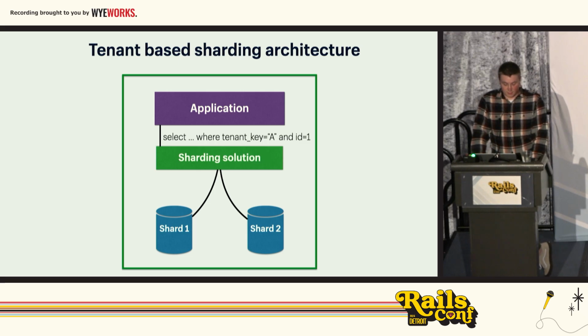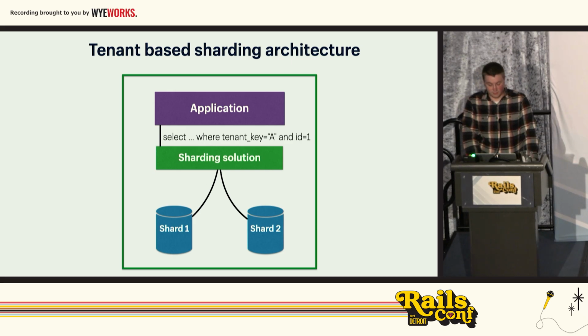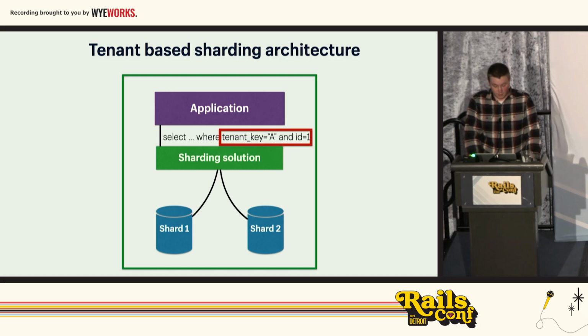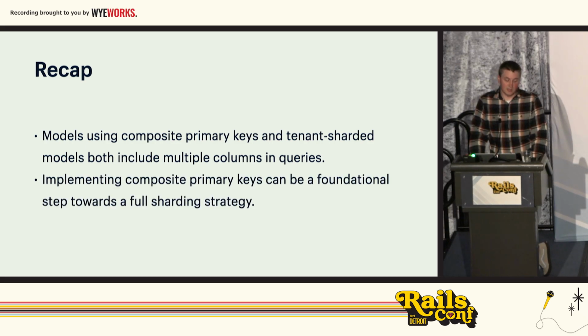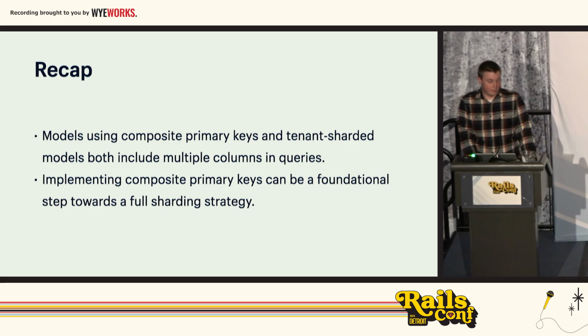So implementing composite primary keys can be seen as a foundational, even though not a necessary, step towards implementing tenant-based sharding. By including the tenant ID in the primary key, you're already referring to your data on a per-tenant basis, which is a core concept behind sharding. This can make the transition to a sharding strategy easier and more seamless when the time comes. So let's recap. Models using composite primary keys and tenant-sharded models both include multiple columns in the queries. Implementing composite primary keys could be a foundational step, but not a necessary step towards a full sharding strategy.